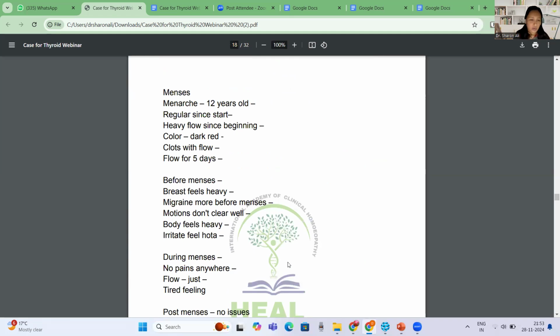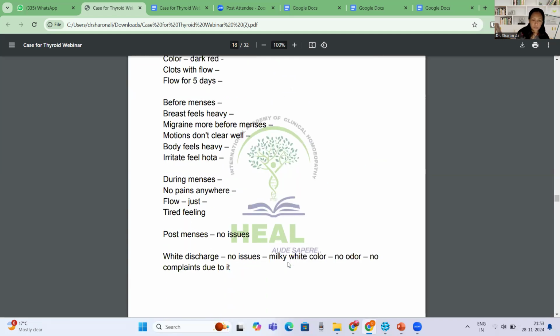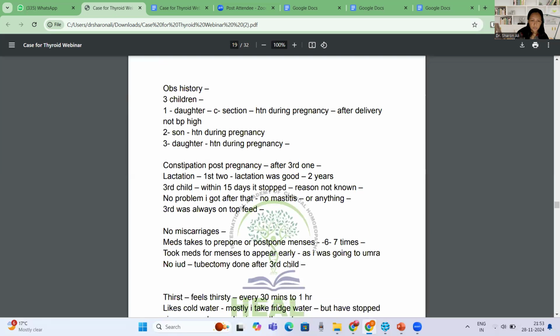So this is the before, during, and after of the menses, but of course she's menopausal now. So hypertension during pregnancy. After delivery, no BP. So hypertension during pregnancy is also thyroid related, okay? Because thyroid increases during pregnancy, and then when the pregnancy is over, the thyroid reduces. This is a physiological increase in the thyroid levels to help in the growth of the baby, okay?